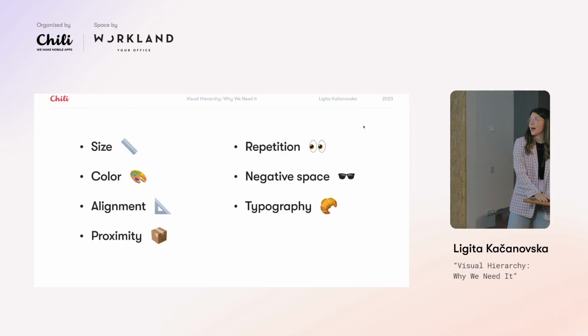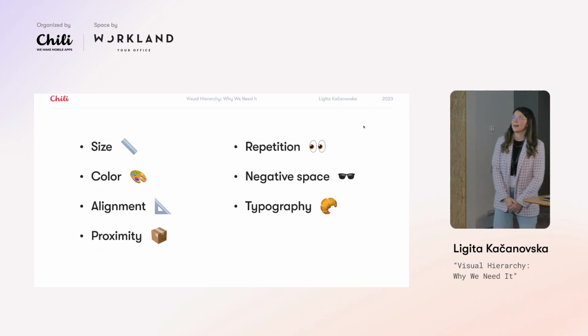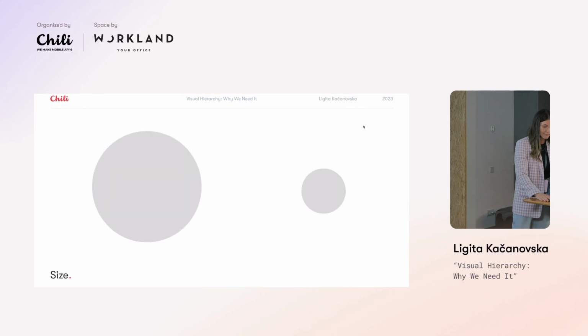And now we will talk about the main things in visual hierarchy: size, color, alignment, proximity, repetition, negative space, and typography. I will tell you about each of them and why we actually need it.